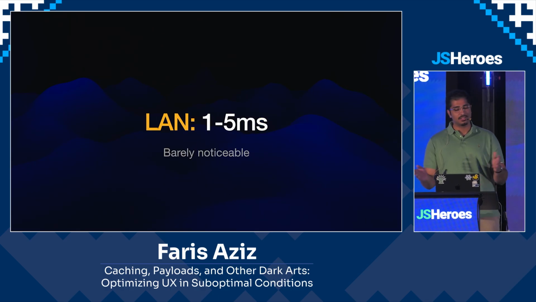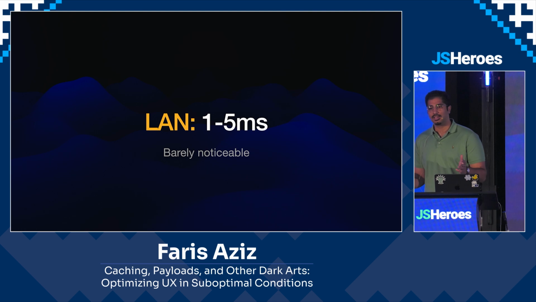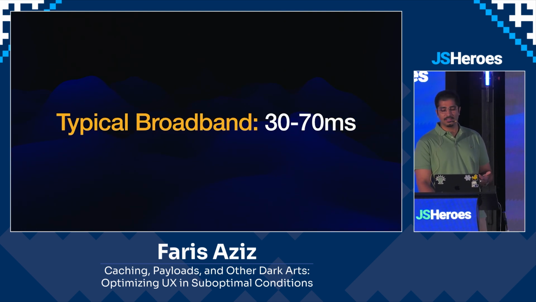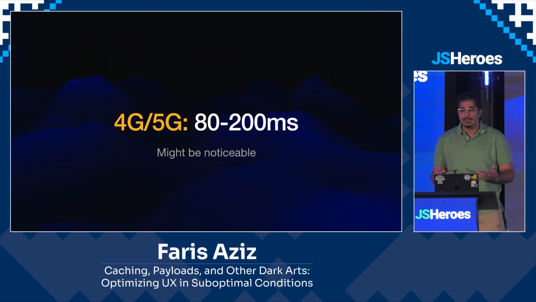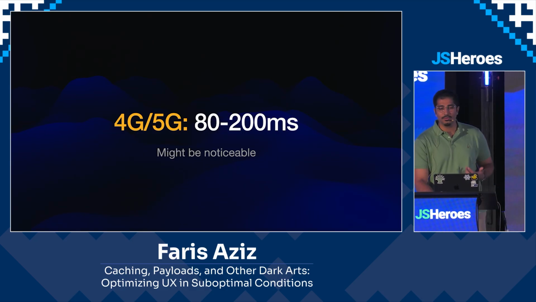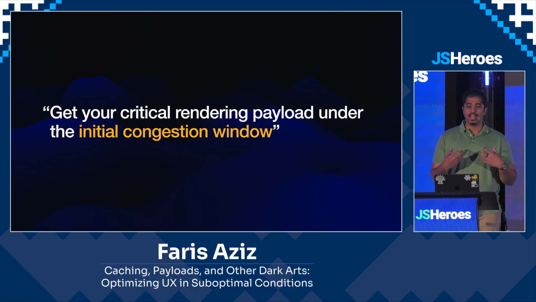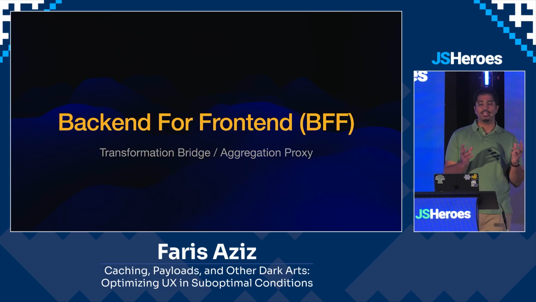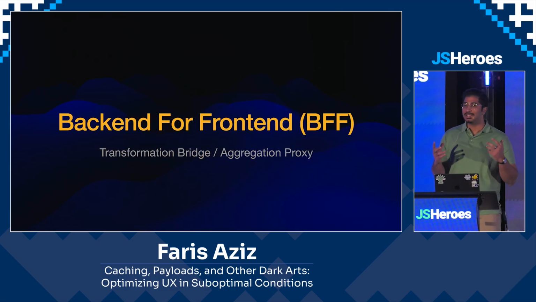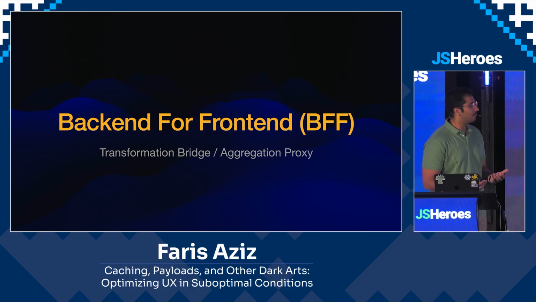On a LAN connection, it's barely noticeable at 1 to 5 milliseconds. With typical broadband, it could be 30 to 70 milliseconds. 4G, 5G, 80 to 200, so it might be a little bit noticeable. And so the general idea we want is to get your critical rendering payload under your initial congestion window. And this is where I want to introduce one of the ways we can do that with a BFF pattern, which isn't new, but this version of it is called the transformation bridge or aggregation proxy.